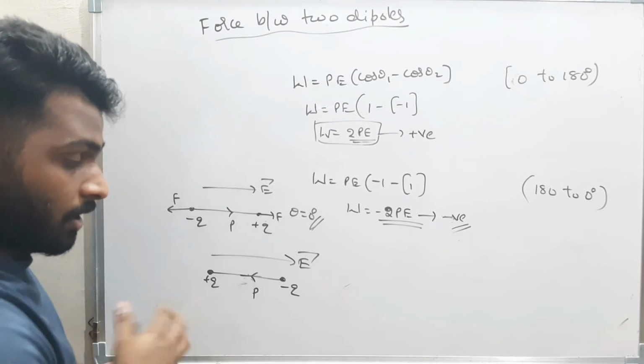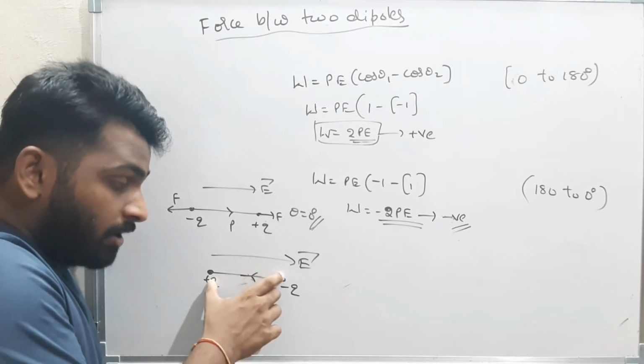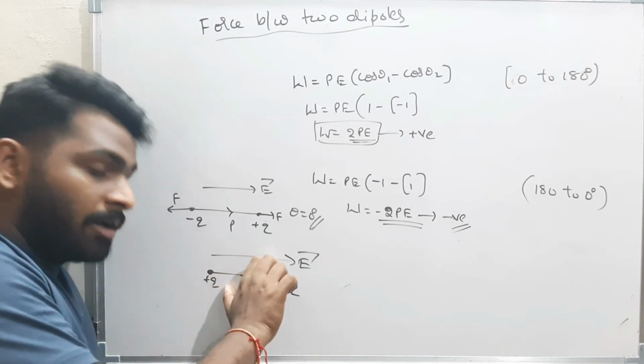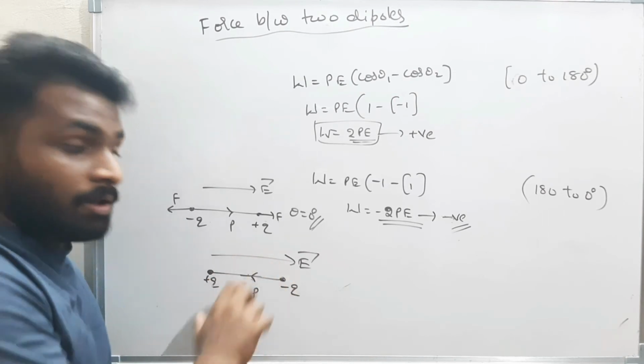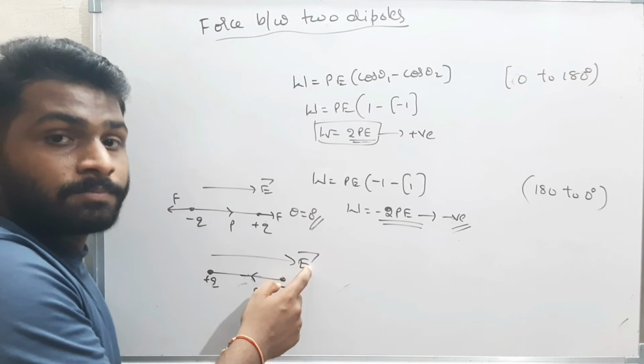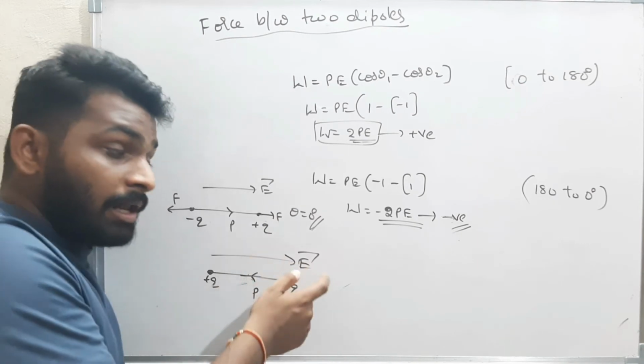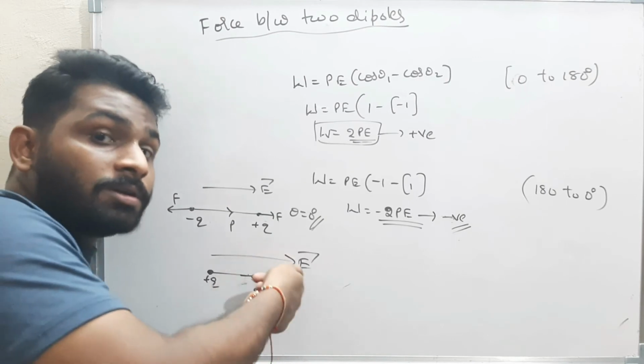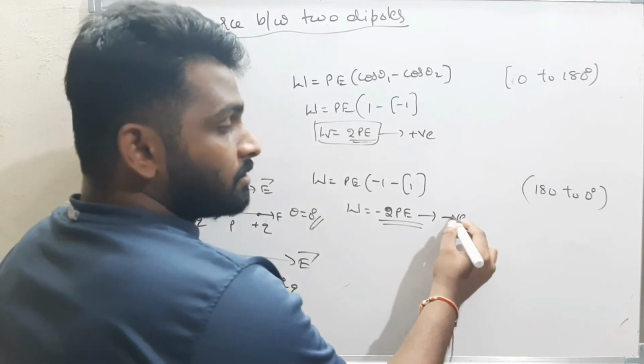Now what is the work done to rotate it from 180 degrees to 0 degrees? If I move a little bit, automatically it will rotate. No need to do any work. The work done is by the electric field. The electric field itself will rotate the dipole from 180 degrees to 0 degrees. Therefore, the work done is negative.